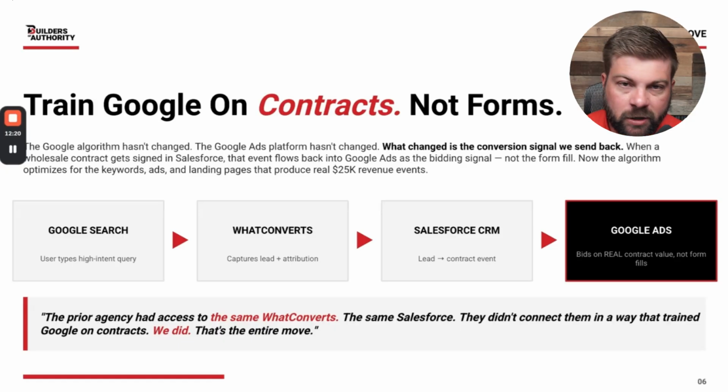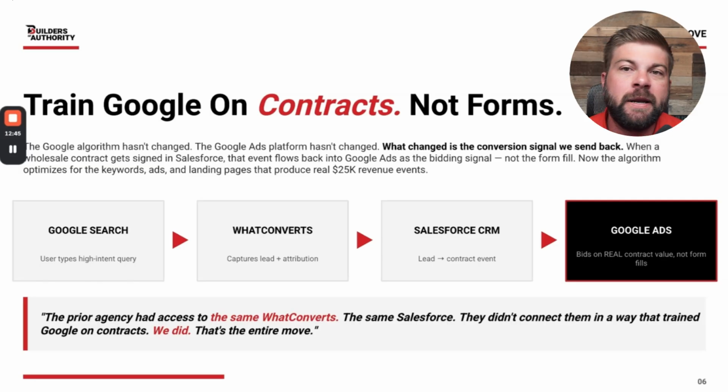We are using WhatConverts for call tracking and contact forms. Our client uses Salesforce as their CRM. When a wholesale contract gets signed, it gets marked in Salesforce. We then wire it so that the Salesforce contract event flows back into WhatConverts, which then flows into Google Ads as the conversion signal, not the form fill, not the phone call.